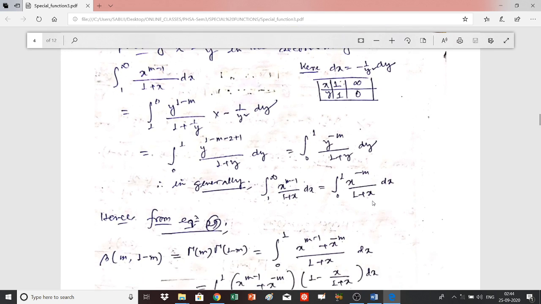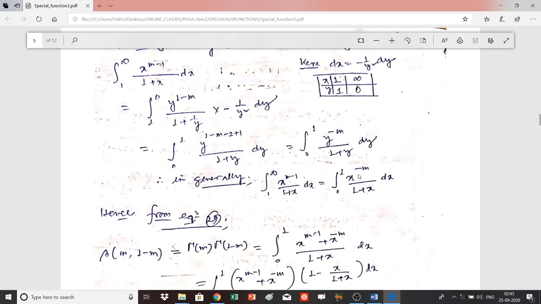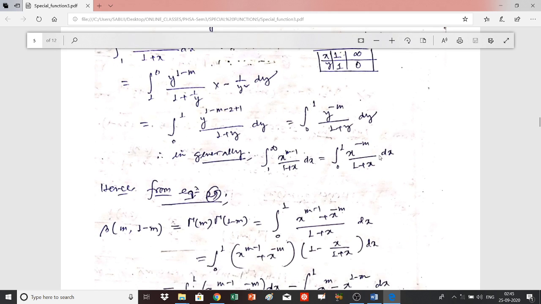So in general, for generalization, you can write this expression as 1 to infinity x to the minus m minus 1 by 1 plus x dx. This integral is 0 to 1 x to the minus m by 1 plus x dx. For generalization, you just replace the variable y by x. This is the general form. Don't be confused, this is the general form.